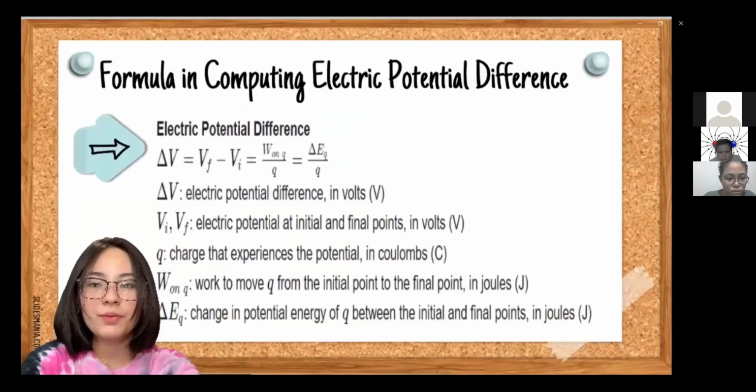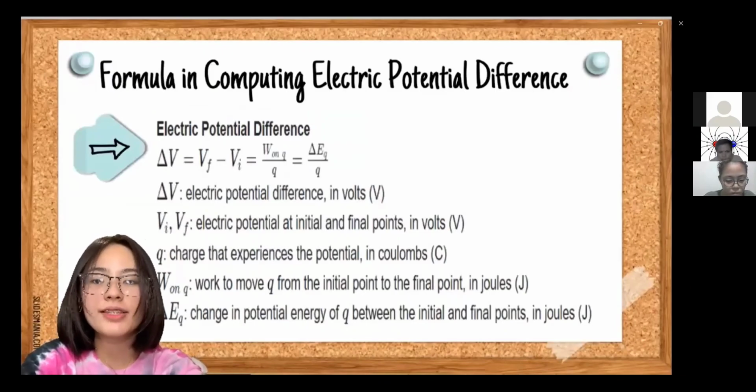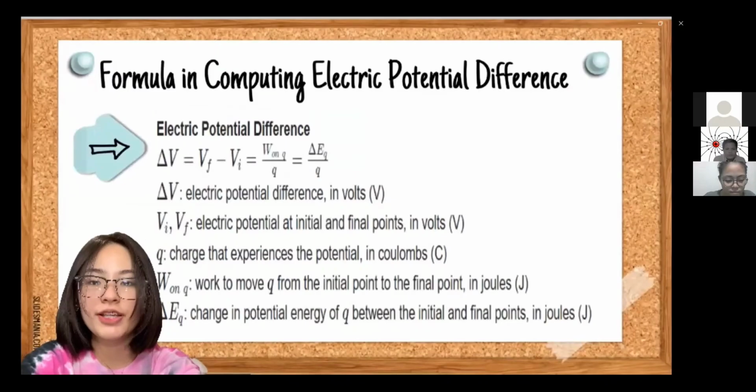Here's the formula for computing electric potential difference. Electric potential difference is equal to electric potential at the final point minus electric potential at the initial point, which is equal to the work to move Q from the initial point to the final point over the charge that experienced the potential, which is equal to the change in potential energy of Q between the initial and final points over the charge that experienced the potential.